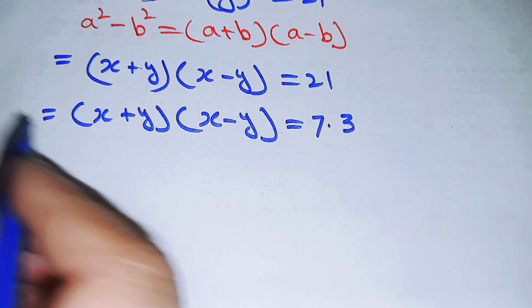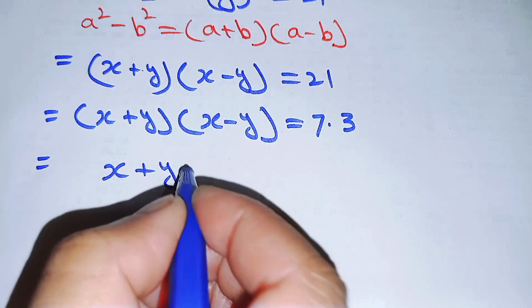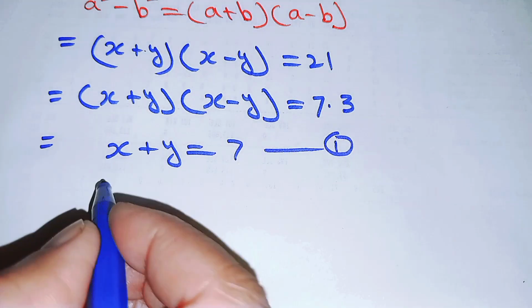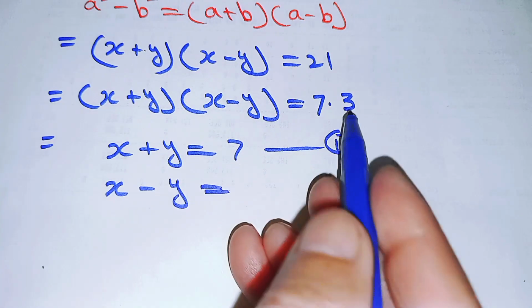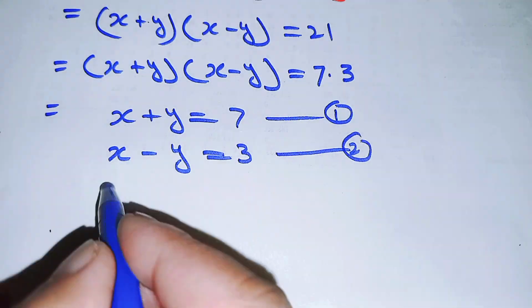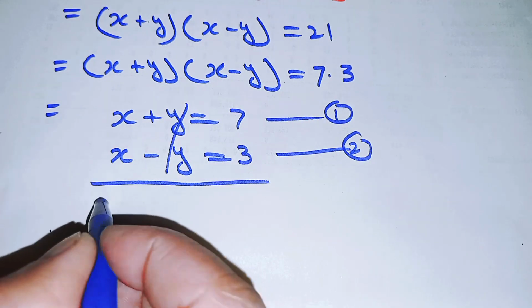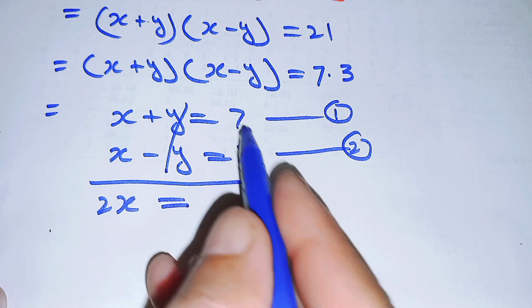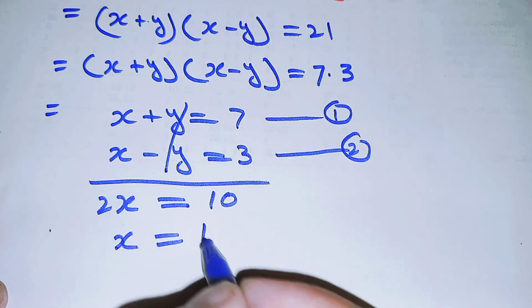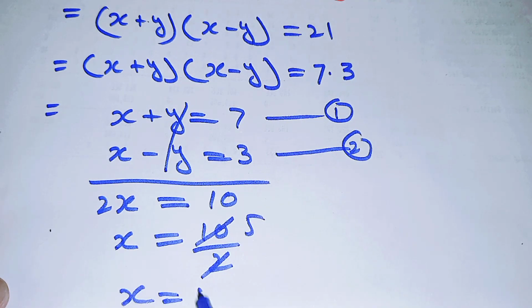So we make equations: x plus y is equal to 7, the first equation, and x minus y is equal to 3, the second equation. Now we solve them. The plus y and minus y cancel out, and x becomes 2x, which is equal to 7 plus 3, which is 10. So x is equal to 10 over 2, and dividing, x is equal to 5.